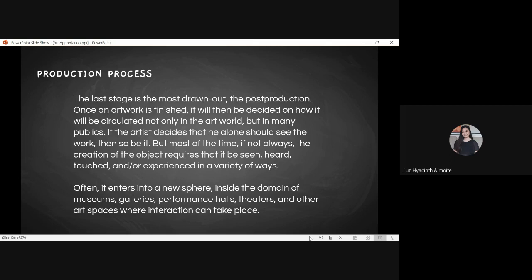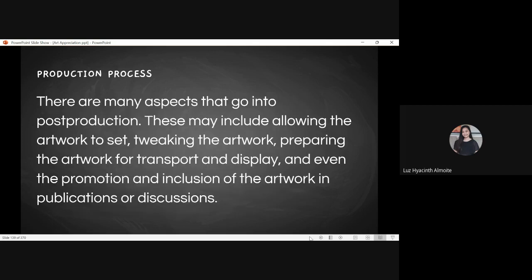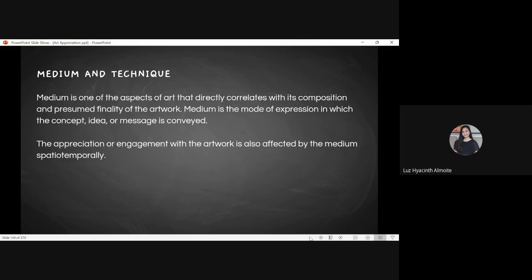So often, it enters into a new sphere inside the domain of museums, galleries, performance halls, theaters, and other spaces where interaction can take place. There are many aspects that go into post-production. These may include allowing the artwork to set, tweaking the artwork, preparing the artwork for transport and display, and even the promotion and inclusion of the artwork in publications or discussions.